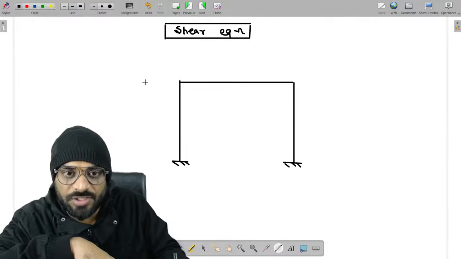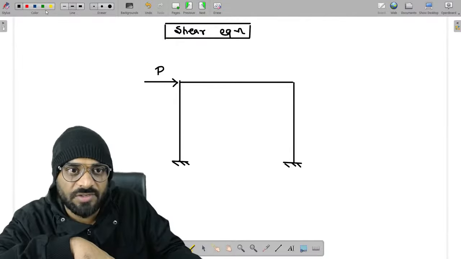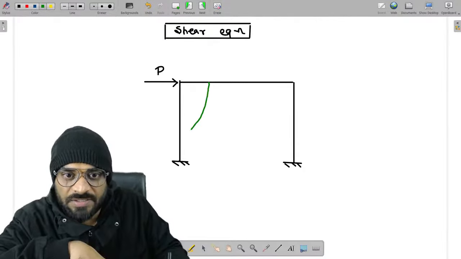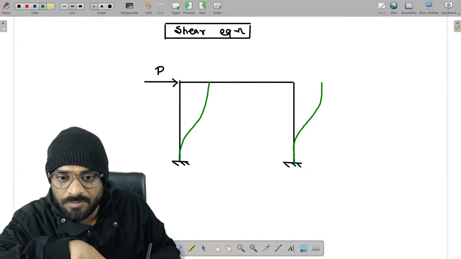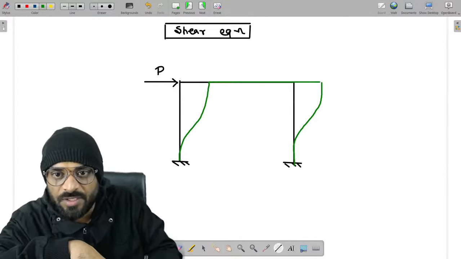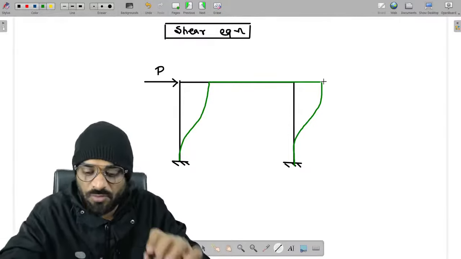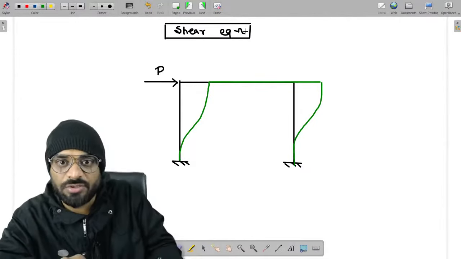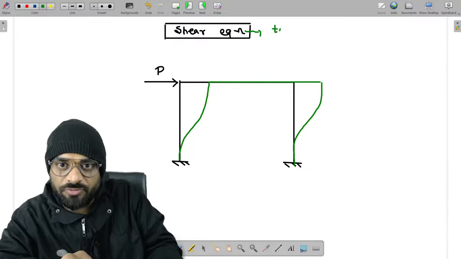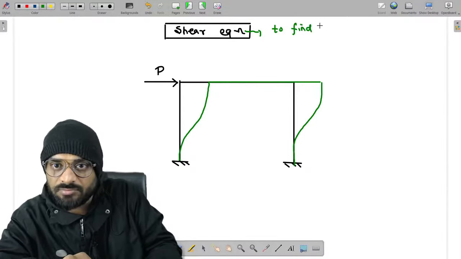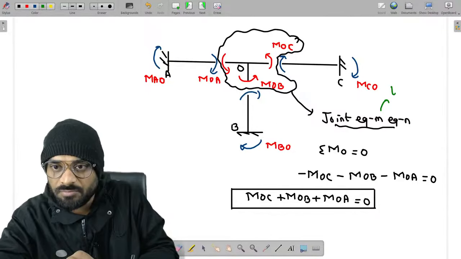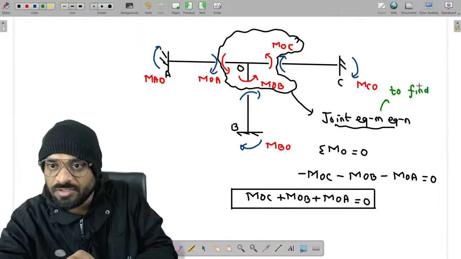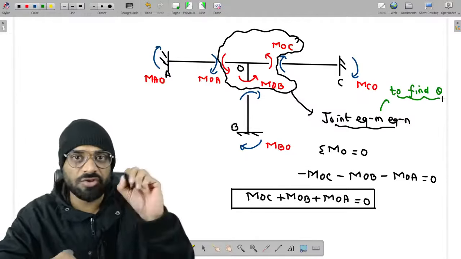And we have a horizontal load like this. Due to this horizontal load, our structure will have certain deflection. Let us consider that is delta. Now please remember this. If you want to find out the value of delta, you need to write down the shear equation. To find theta, that means rotation, we need to write the joint equilibrium equation.